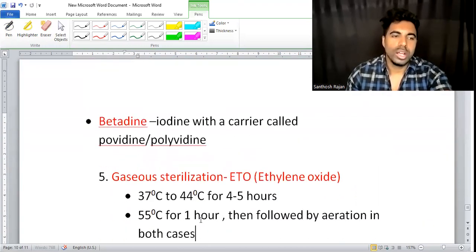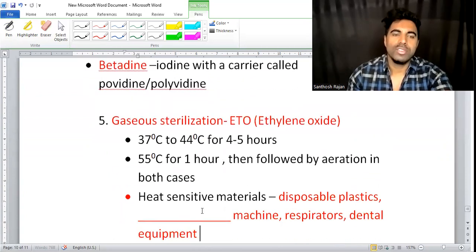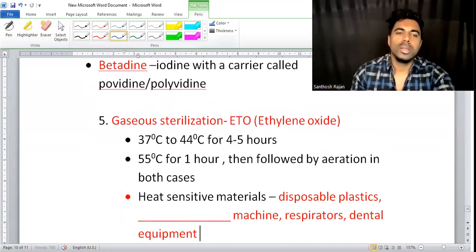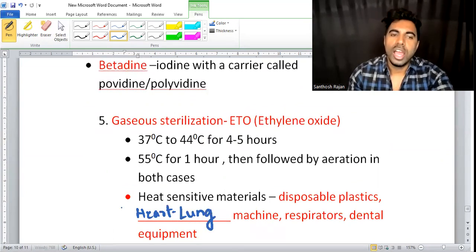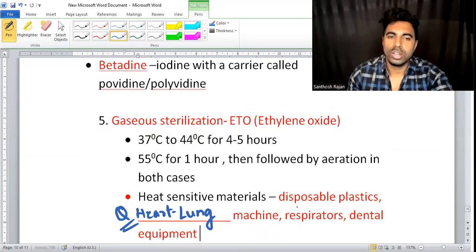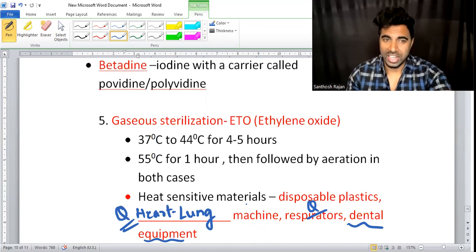Now, almost last, we came to gaseous sterilization, where we are using ethylene oxide. Here, the important question is, ethylene oxide is used where? You have to remember, it is used for the heart-lung machine. Both were already asked. Okay, heart-lung machine and respirators. For heart-lung machine, respirators, and even dental equipment, we are using ethylene oxide, ETO, gaseous sterilization.